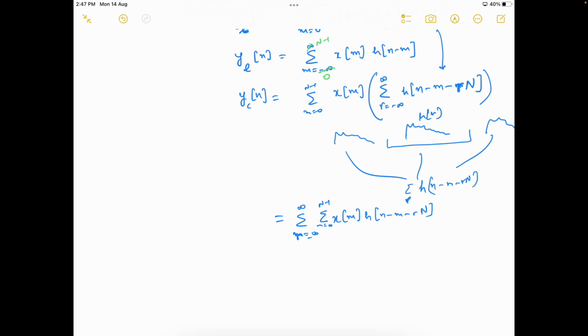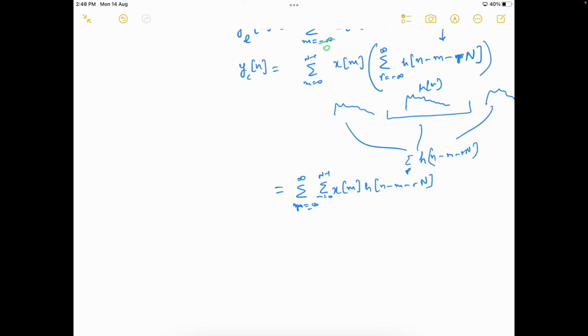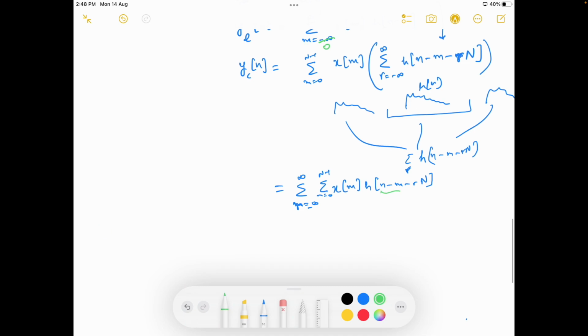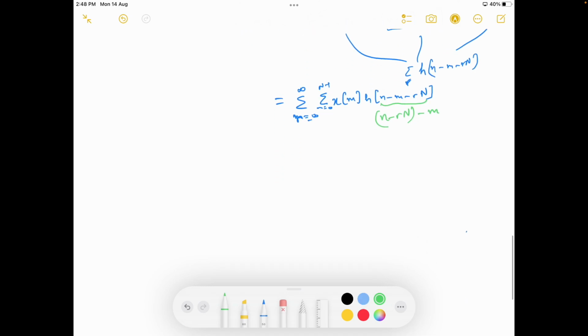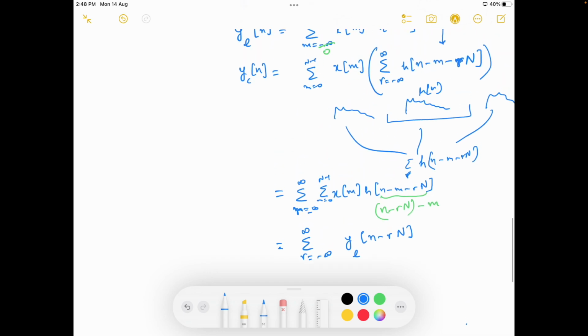For a given value of r, the thing inside is kind of fixed, right? Oh, okay. You can see it like this. I will do some readjustment now. Instead of writing this, I can write it as n minus r, n minus m. Right? So what is this? This is equal to the summation, right?